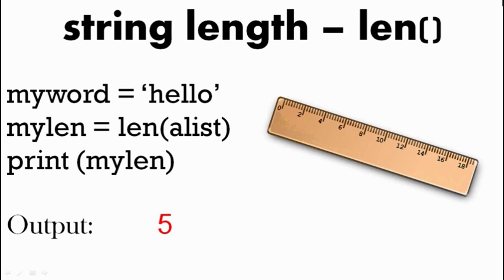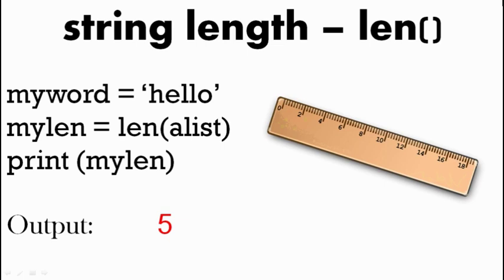String length, well, we use len the same as we do on lists. So here we've got the word hello, and we want to print the length, and the length is printed. It's 5 characters. So that would include spaces and punctuation as well.